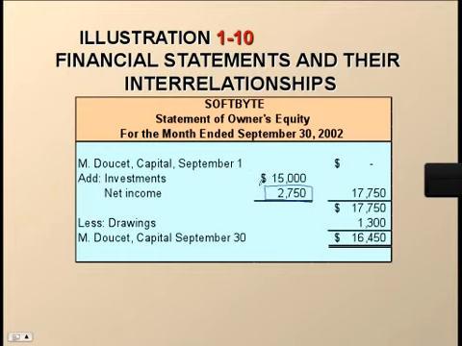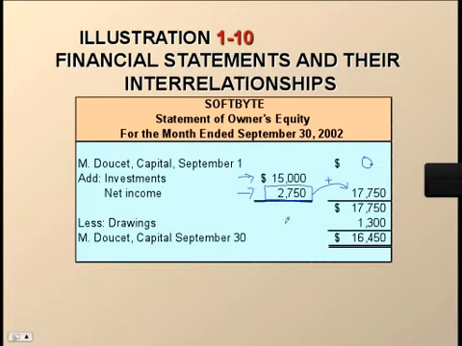So at the beginning, the owner invested $15,000. Our net income for the period was $2,750, and both of these increase owner's equity. So get your subtotal by a single ruled line, and then those two together add up to this. The answer goes to the right. And then there was no beginning capital in this case because he had just started his business. So pretend that's zero, plus the $17,750 equals $17,750.